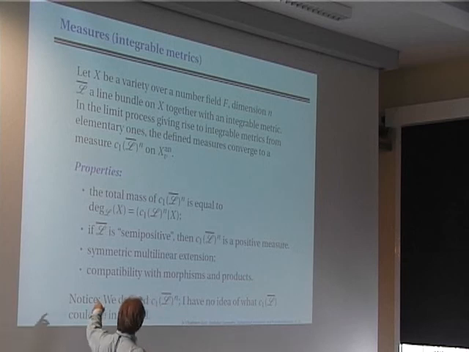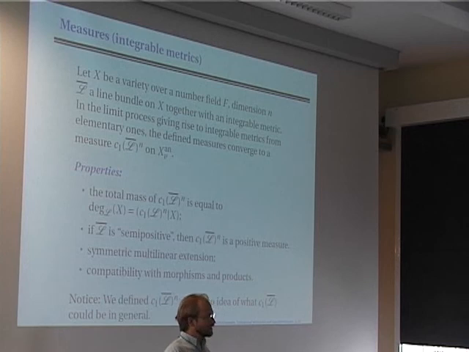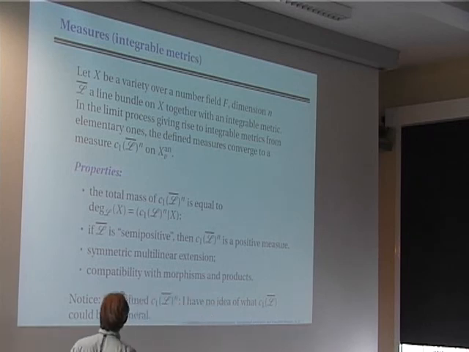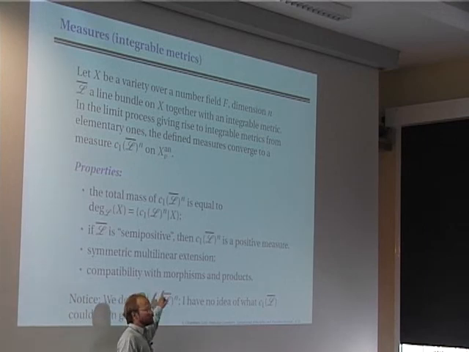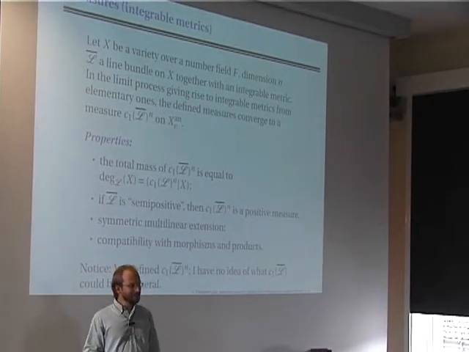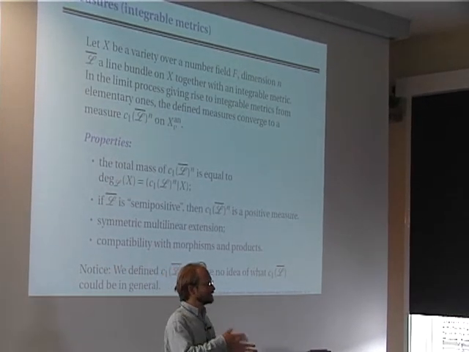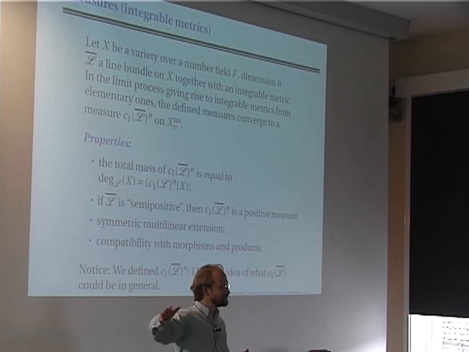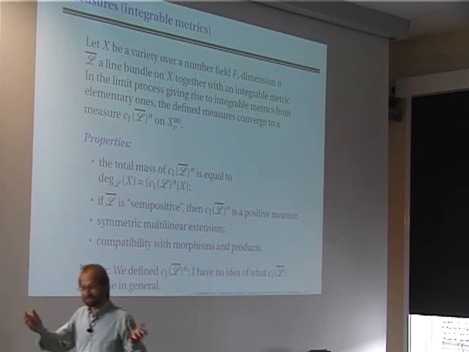And there is a compatibility with morphisms and products, which is a bit complicated because the product of two Berkovich spaces attached to two varieties is not the Berkovich space attached to the product, but there are maps and so on. One remark is that I have defined this maximal power of c1 of L bar to the n, which is a measure, and I have no idea at all how to define just the single c1 of L bar. I can define measures, but not currents. It's life.